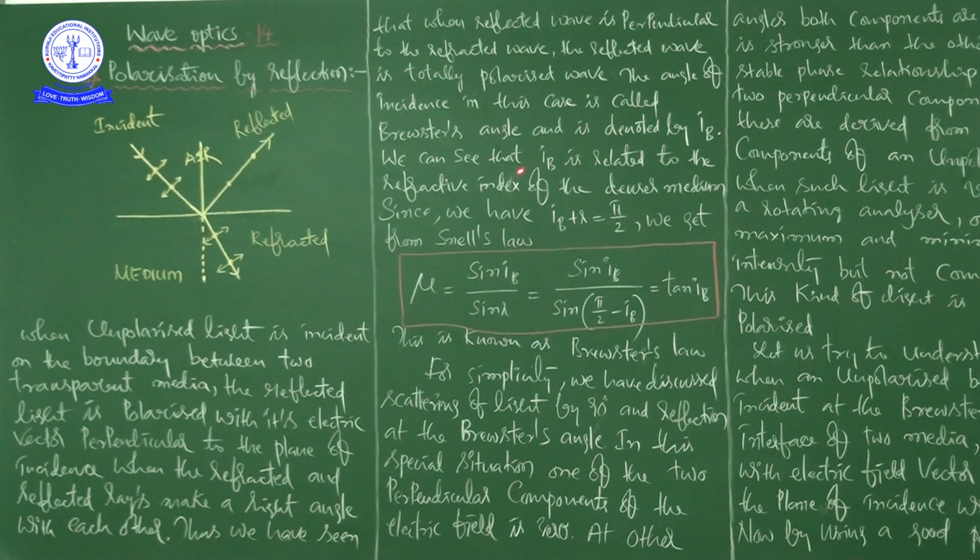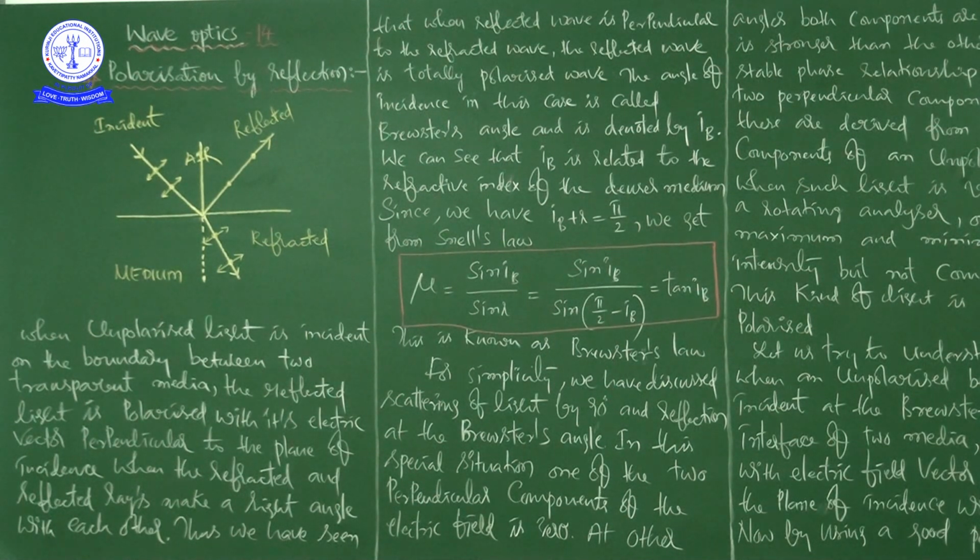Okay. See this. Since we have mathematically IB plus R is equal to pi by 2, we get from Snell's law, right? So it is sin IB by sin R, that is equal to sin IB by sin(pi by 2 minus IB). So it is cos IB, then sin by cos is equal to tan. So finally it is tan IB equals the refractive index. If you want to know Brewster's angle, it is tan inverse of the refractive index. Next, this is known as Brewster's law, right? Next, see this.